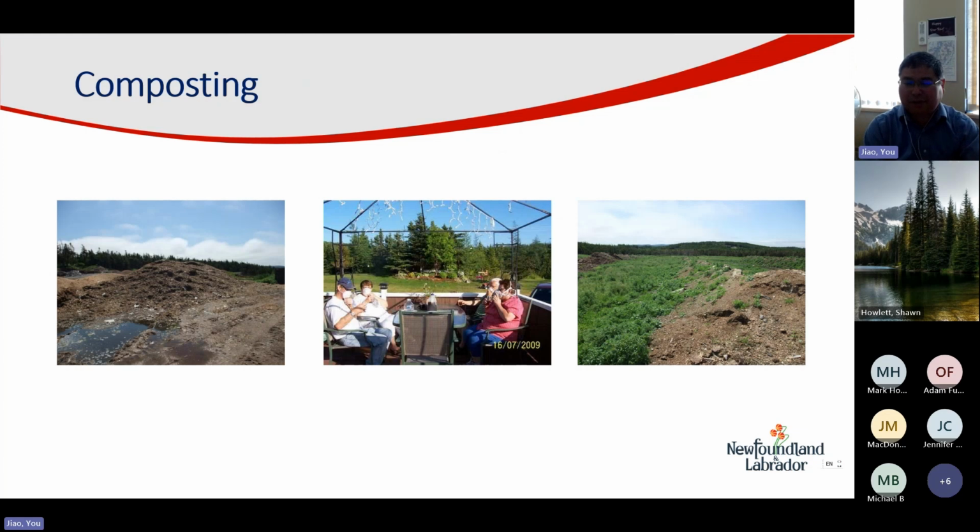For the composting, we want to do it right, because if it's not done in the right way, the compost could turn into a disaster. Like the picture here shows, the people all wear masks. It's not COVID-19.